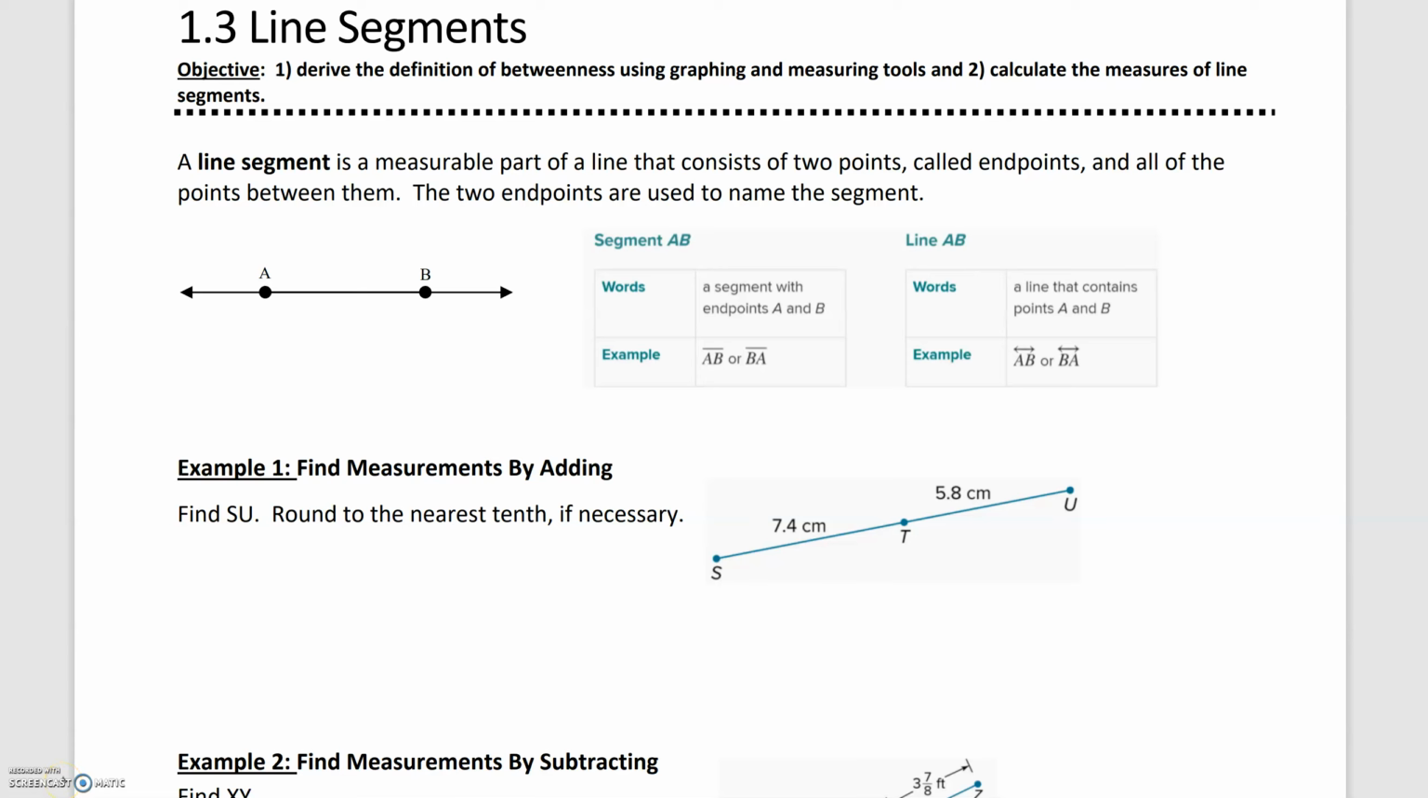This is lesson 1.3, line segments. A line segment is a measurable part of a line that consists of 2 points called endpoints and all of the points between them. The 2 endpoints are used to name the segment.